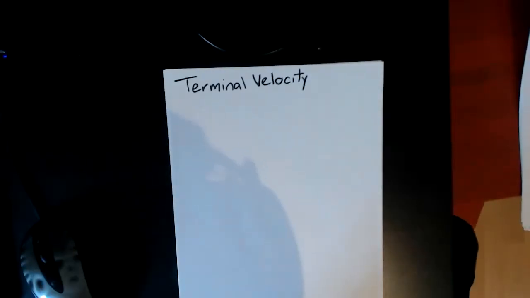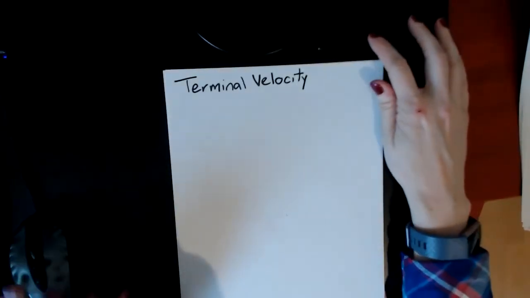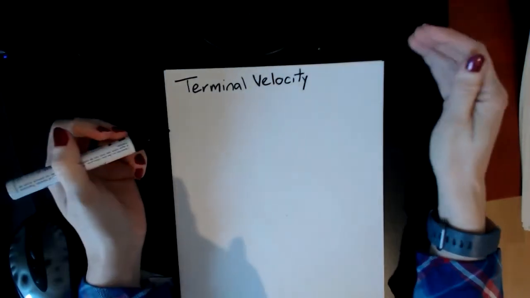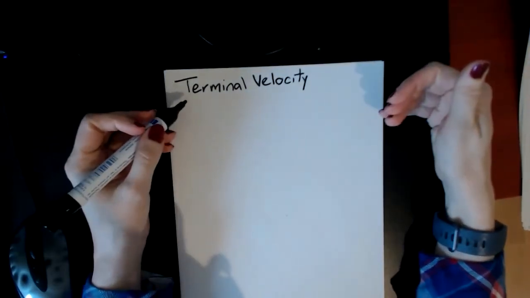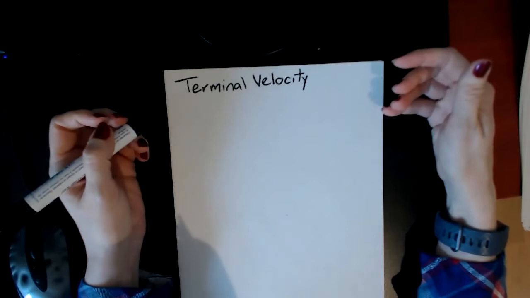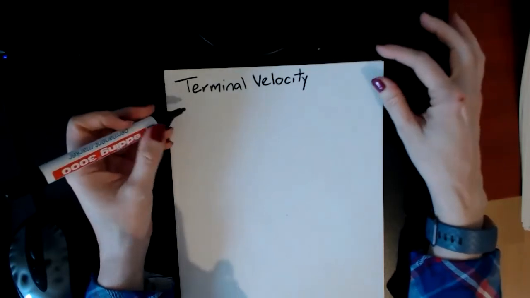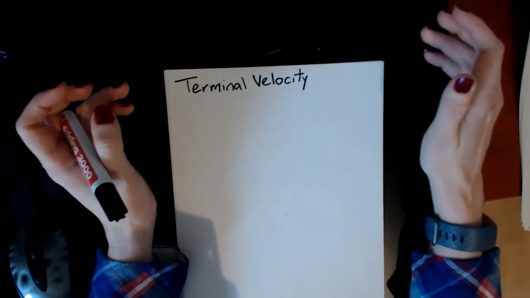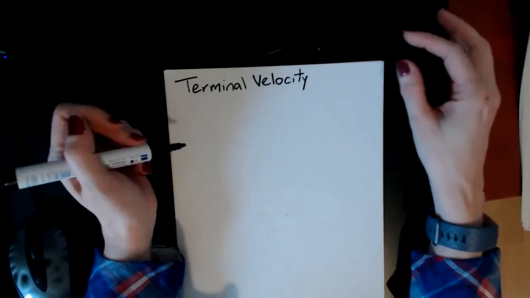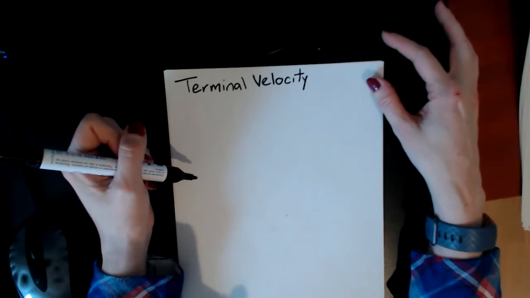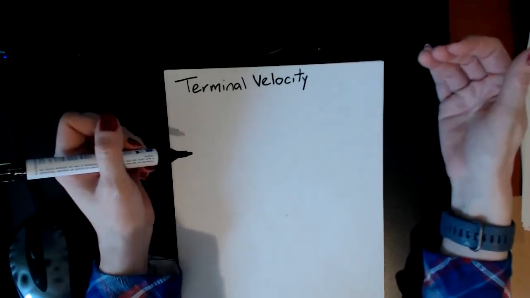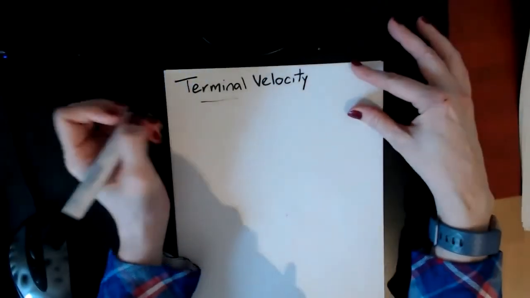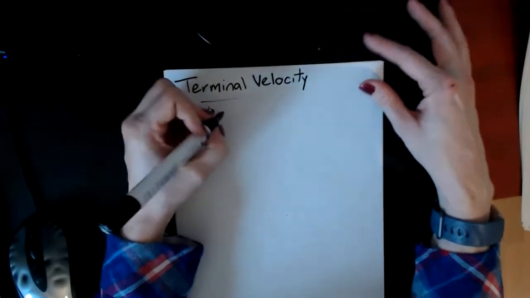The iGCSE loves to ask questions about terminal velocity, which is usually a term reserved for objects in free fall, though it could also be some sort of constant velocity that's been reached. For example, a car or a truck or a train that accelerates until it reaches a constant velocity. But terminal velocity is usually used for objects in free fall.